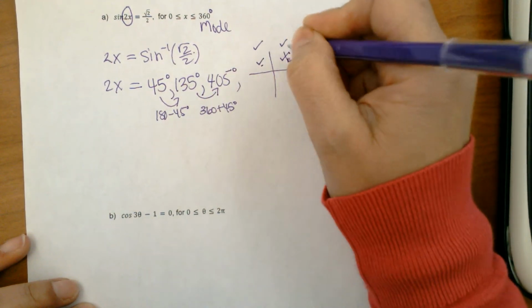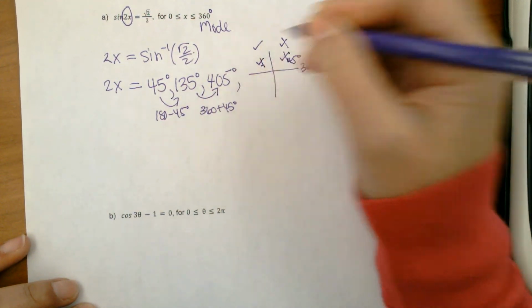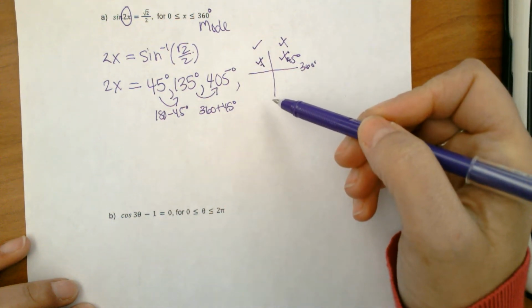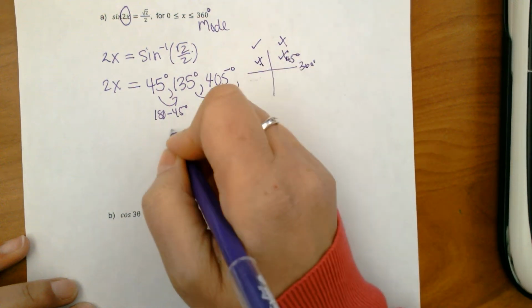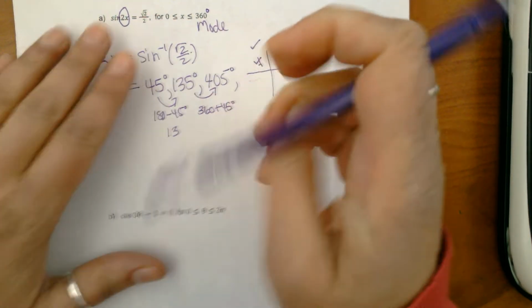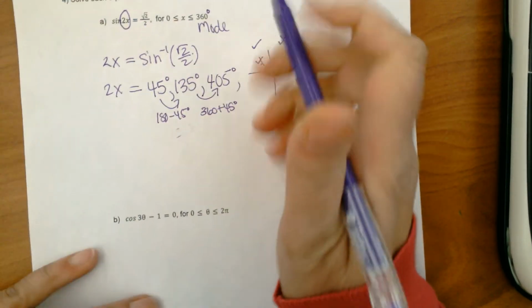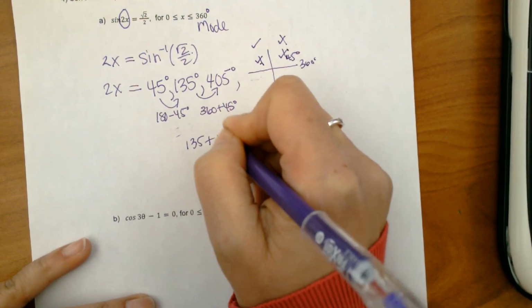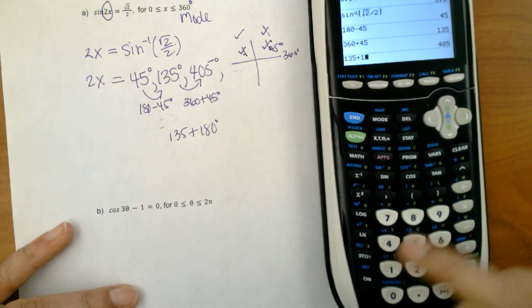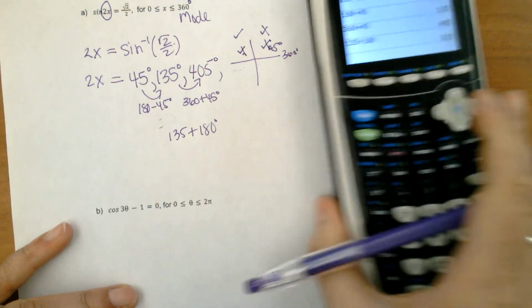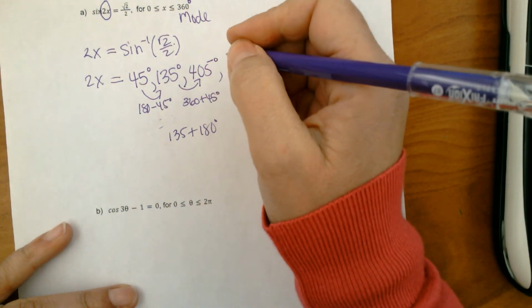And so we have this one, we have this one, we have this one. We finally need the third one. And I kind of ran into my thing. So this last one, we're going to take 135 and we're going to add 180 degrees. And that's going to be 315.